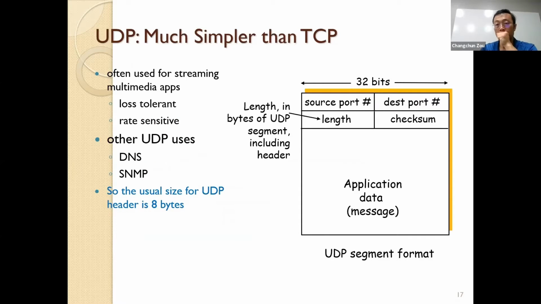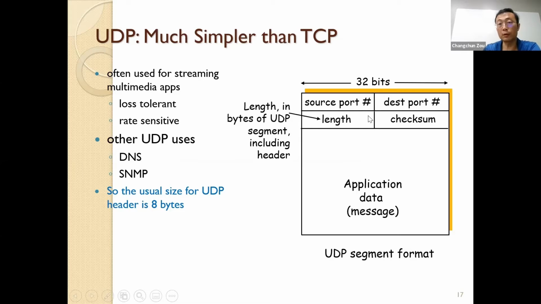UDP. In the transport layer, there are mainly two protocols. One is TCP, which is the dominant one. Another one is UDP. UDP is a much simpler transport layer protocol than TCP.